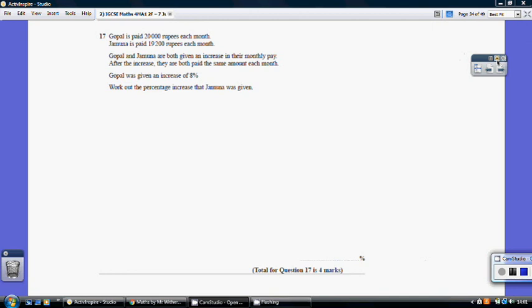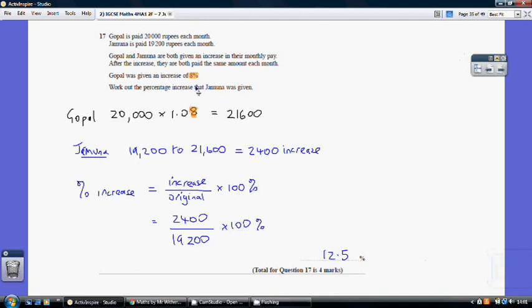Question 17. So they both get monthly pay increases. After the increase, they're both paid the same amount each month. Gopal was given an increase of 8%. So that's the place to start. How much does Gopal now get? So do 20,000, and to increase this by 8%, we multiply it by the multiplier 1.08. So Gopal now gets 21,600.